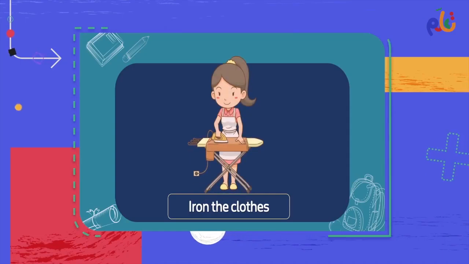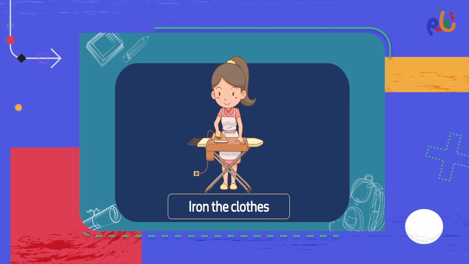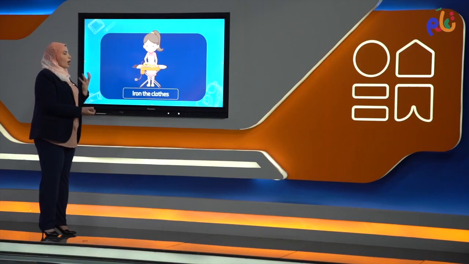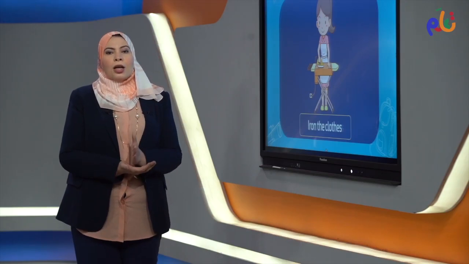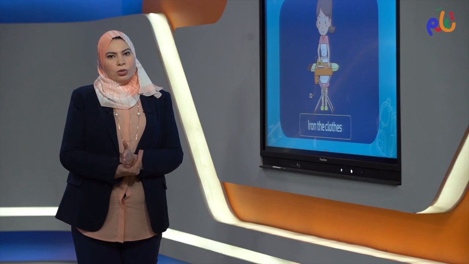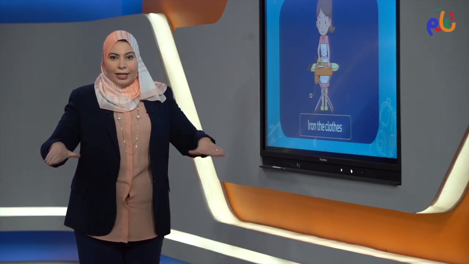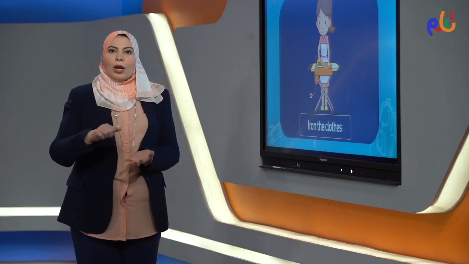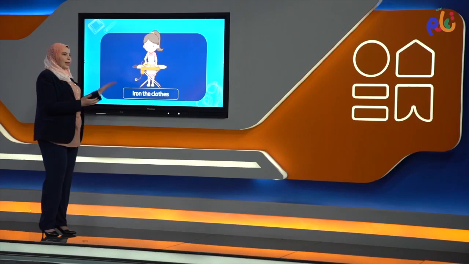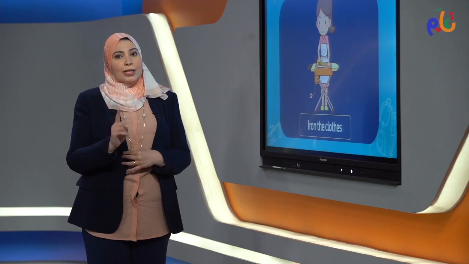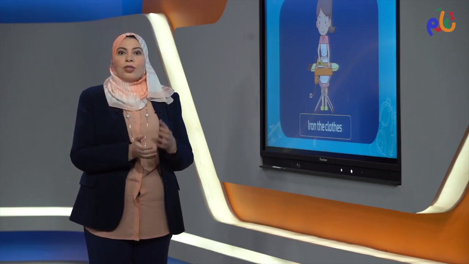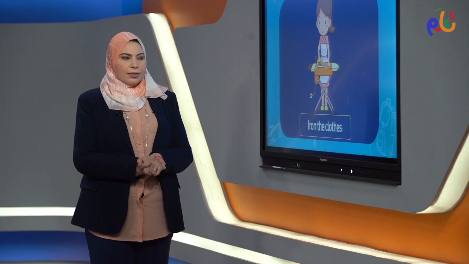And we have iron the clothes. The O that we have is not a clear O. It's not iron, it's iron. Iron the clothes. Iron the clothes is to make them straight or make them look nice and neat. So this is usually the responsibility of the mother or father. Children can't do this because it's not safe. So this is the responsibility of the parents.